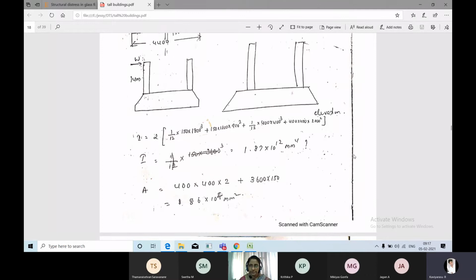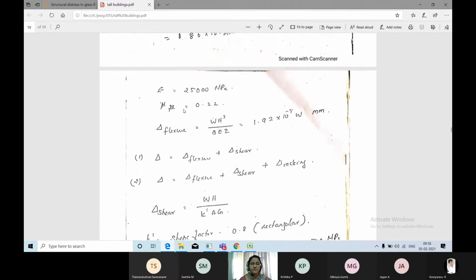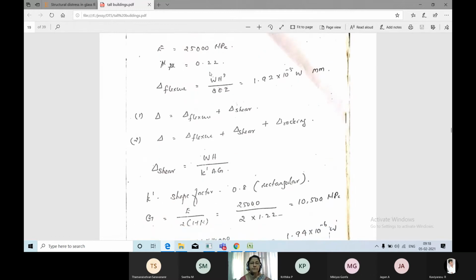WL. W? L. WL is the moment. WL³ over 3EI. Very good. It is WL³ over 3EI. Correct. So here your L is nothing but the height. So delta flexure is equal to WH³ by 3EI, where H is the height of the shear wall. It is simple. Whatever the structure, it is analogous to, equivalent to a cantilever column. So here delta flexure is equal to WH³ by 3EI.